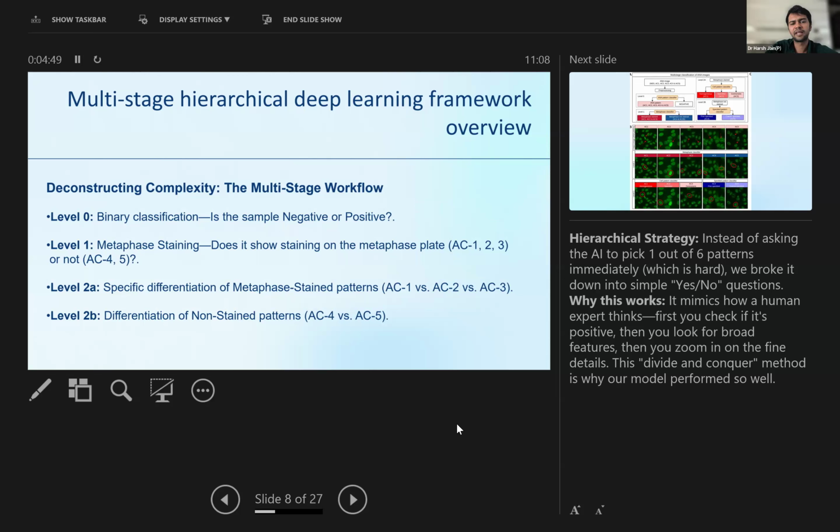So first is the sample negative or positive. Second is metaphase staining, because with the help of metaphase we are able to differentiate whether it is AC1, 2, 3, because we know that metaphase staining is seen in these patterns and not seen in AC4 and 5. After this, we differentiated these patterns from each other with the help of seeing specific coarse granulation within the nucleus. So it's like divide and conquer method, which is the reason why our model performed very well.